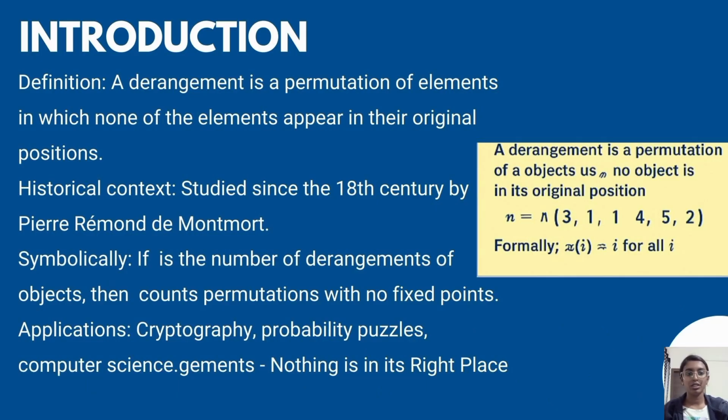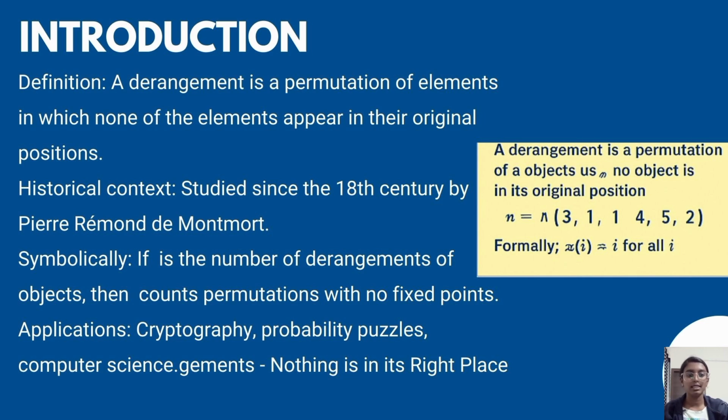Introduction. Definition: a derangement is a permutation of elements in which none of the elements appear in their original position. Historical context: studied since the 18th century by Pierre Raymond de Montmort. Symbolically, if D_n is the number of derangements of n objects, then it counts permutations with no fixed points. Application: cryptography, probability puzzles, computer science.